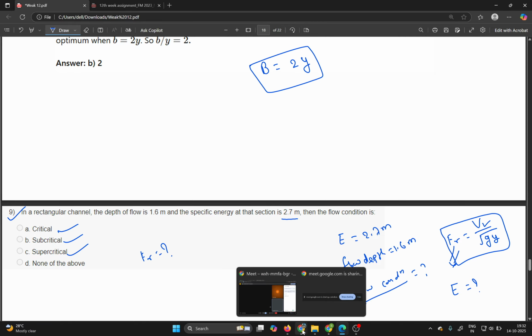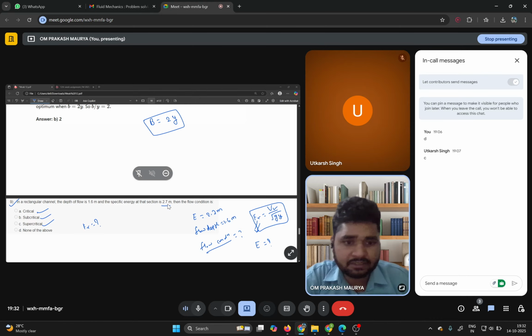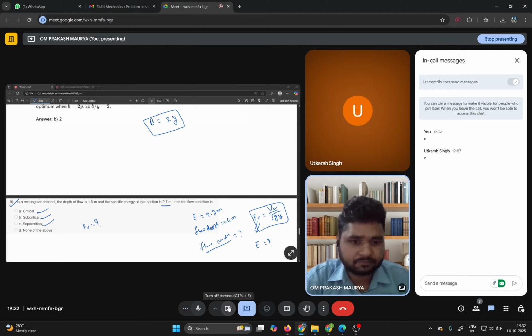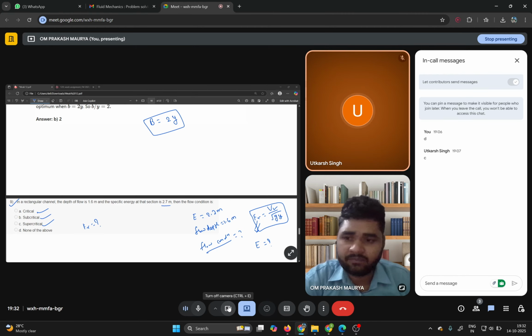So this question will take time. You can take 3 minutes or 5 minutes, because you need to calculate E also here. Based on the E, you need to calculate first the velocity, because in the formula of your specific energy you have the velocity. From here you can calculate the velocity, put it in the Froude number, then try to calculate. Yes, okay, 5 minutes sir.